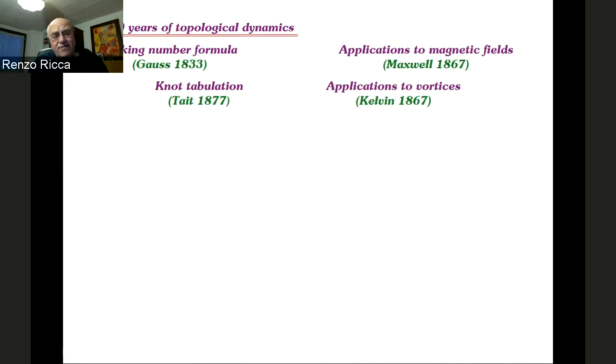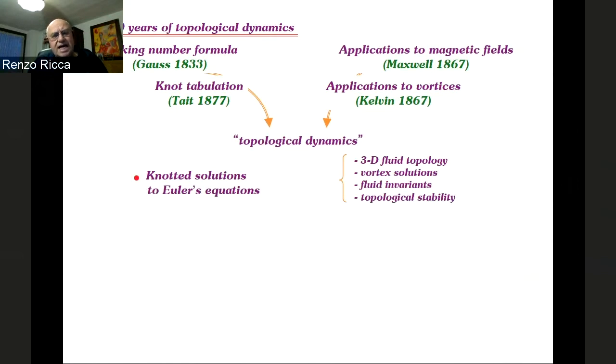Well, that is roughly what we may say is the beginning of what we may call topological fluid dynamics or topological dynamics, and it developed to modern times in many different directions. We have searched for knotted solutions to Euler equations in many ways. For example, fluid topology in the 3D case is very hard. Only very recently we had some interesting results: solutions to vortex dynamics in terms of knots or links, and these are also extremely difficult to find.